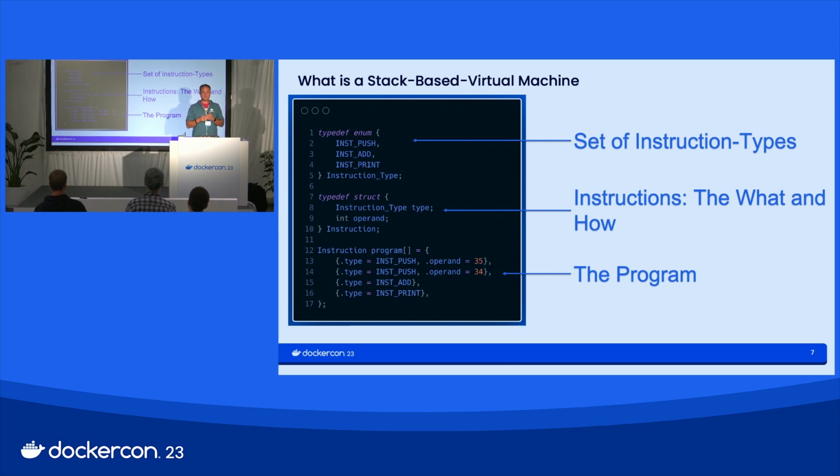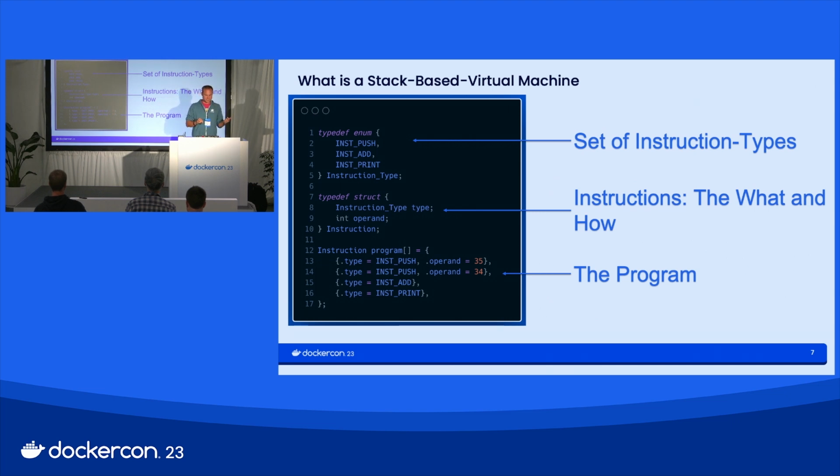A stack-based virtual machine needs, first of all, a set of instruction types. In this case, we have just 3. The WebAssembly stack-based virtual machine had hundreds of them, so it's a lot bigger than what we have here. But the reason why I put that here is that I would like to give you an idea of what a stack-based virtual machine is. So we have a set of instruction types, in this case 3: push, add, and print.